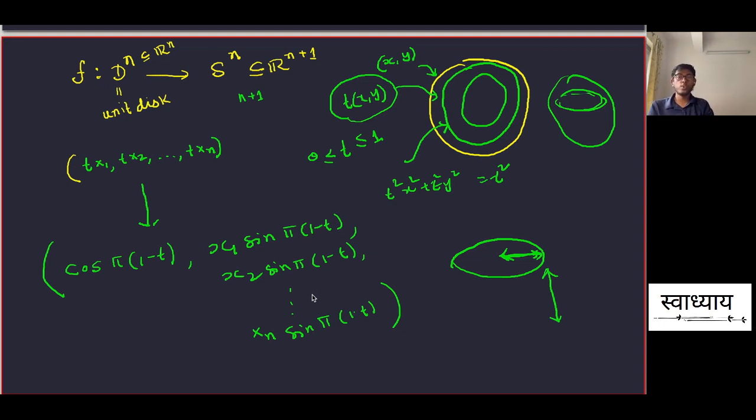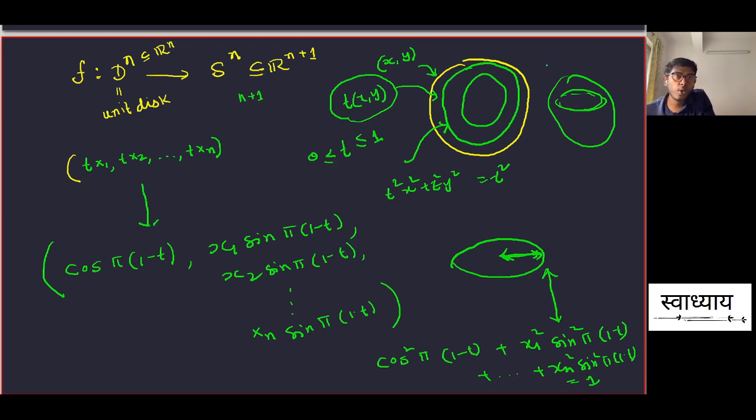So now what you need to check is this map is well defined. Well defined in the sense that the square of this, that is cosine square pi into 1 minus t plus x1 square sine square pi into 1 minus t plus xn square sine square pi into 1 minus t, sums to 1. That is the first thing that we need to make sure, why this sum is 1.